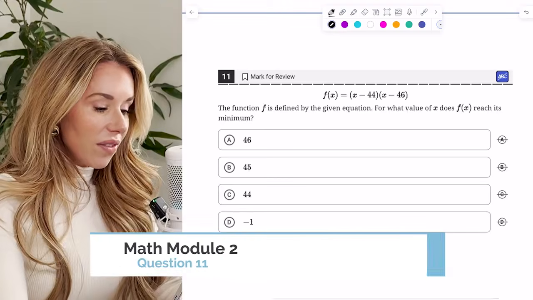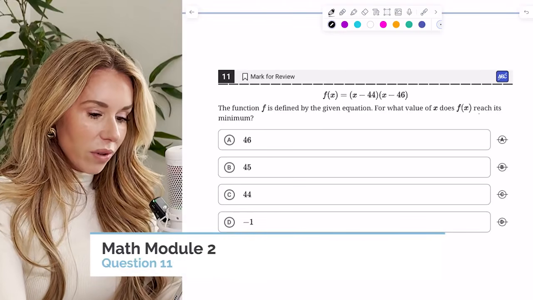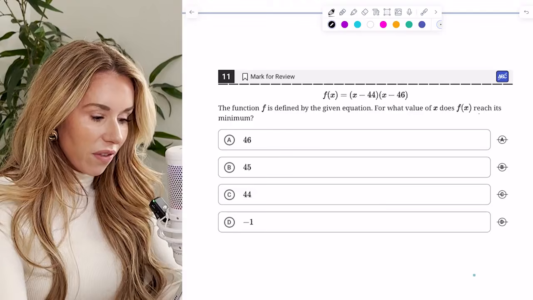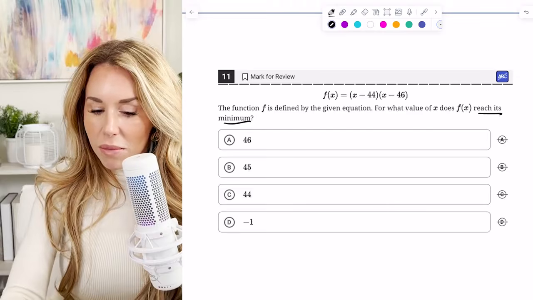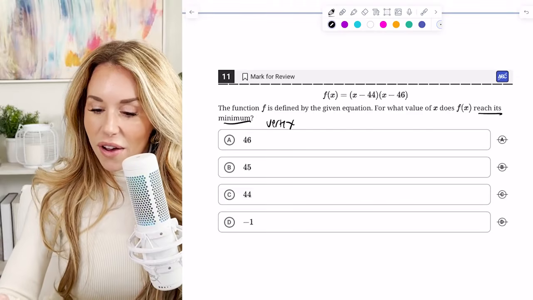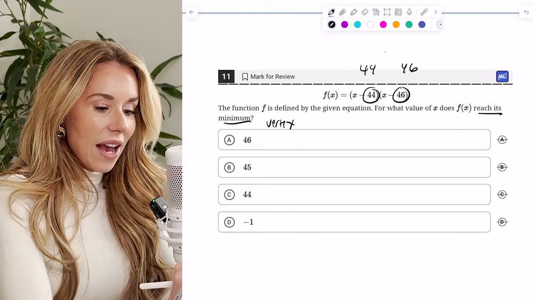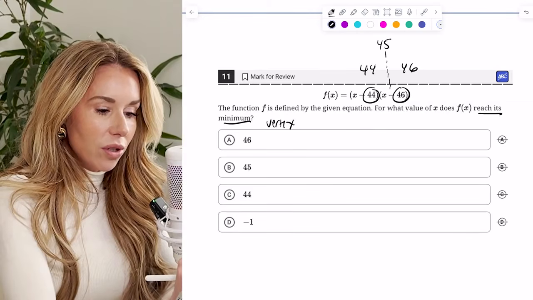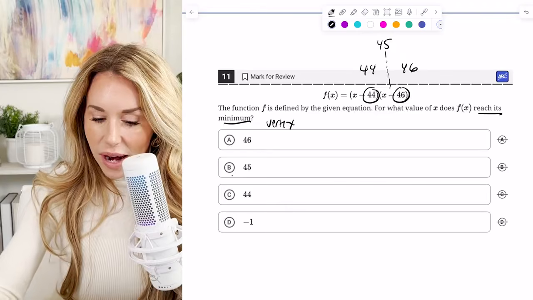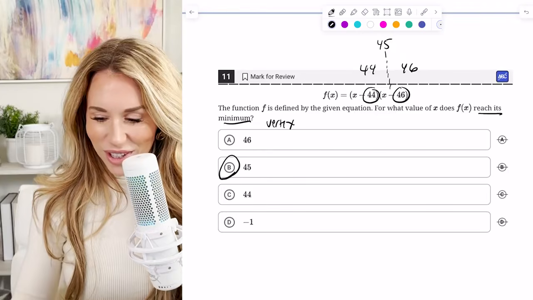All right, the function f is defined by the given equation. For which value of x does f of x reach its minimum? Okay, minimum is where the vertex is. If I have solutions at 44 and 46, then the axis of symmetry is going to be right in between at 45. So x is going to equal 45 when it reaches its minimum.